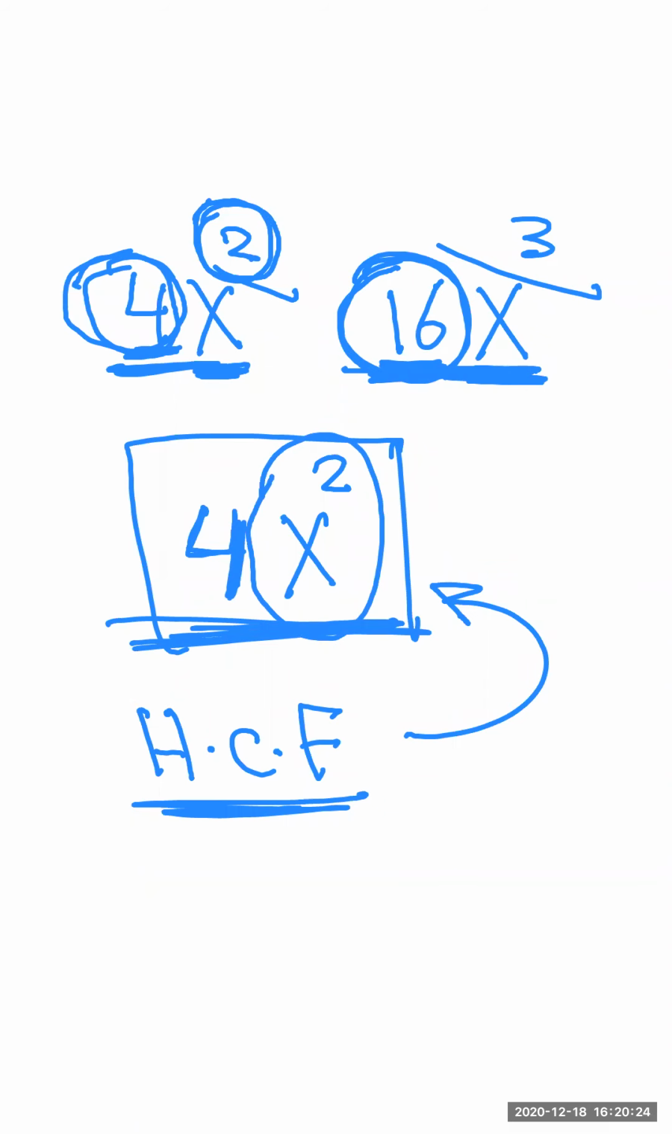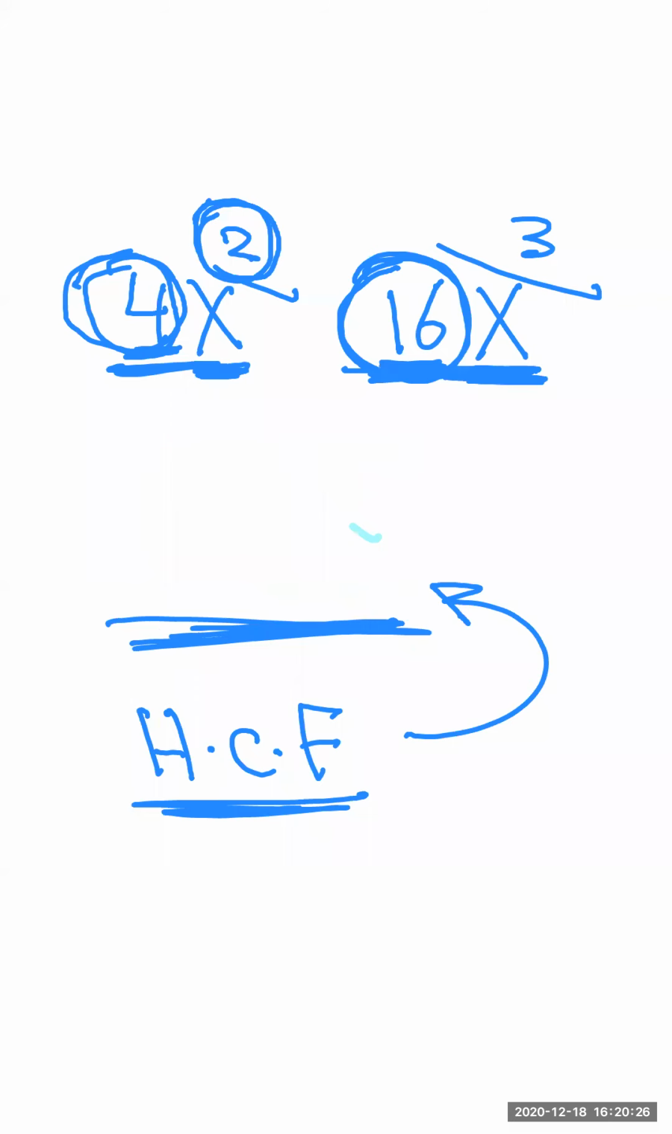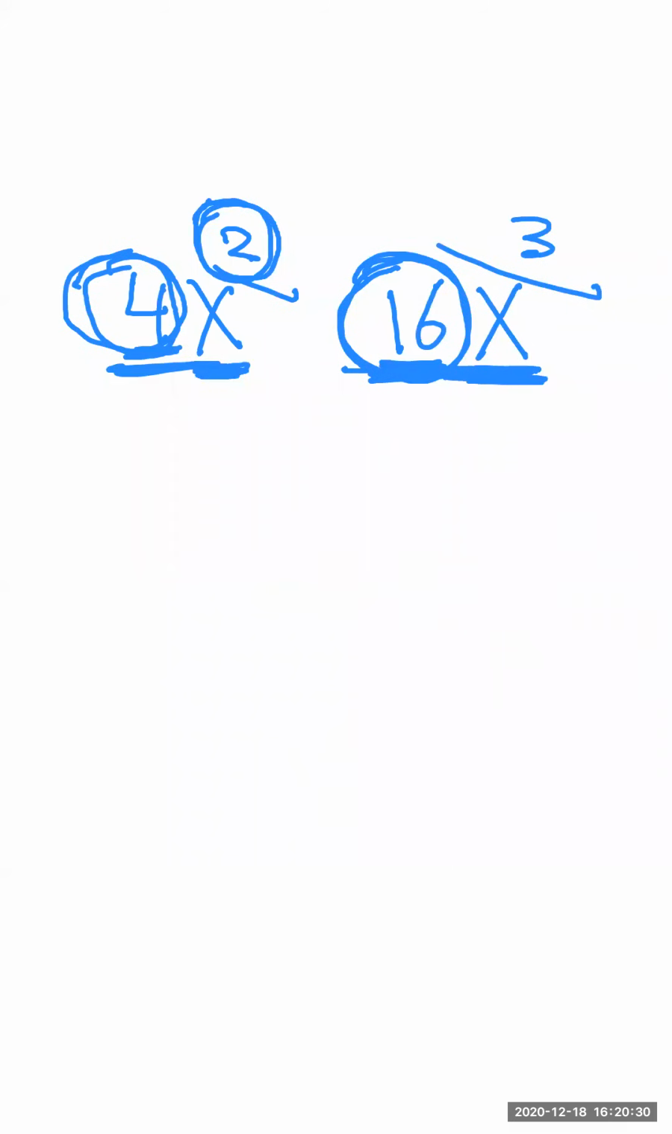Just one second, guys. I want to clarify one point. We said that this is the HCF, or the highest common factor. Now 4 and 16 are also divisible by 2, and x squared and x power 3 are divisible by x. So 2x is a common factor.